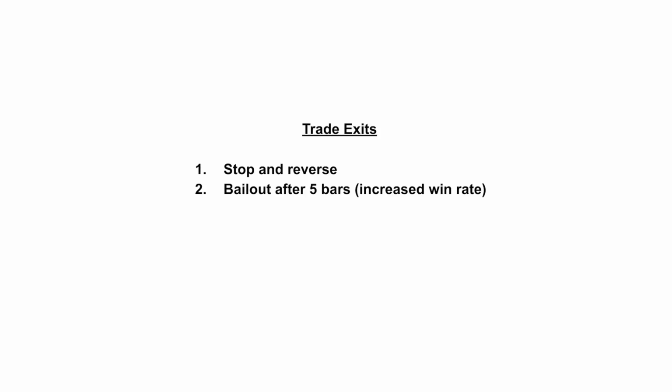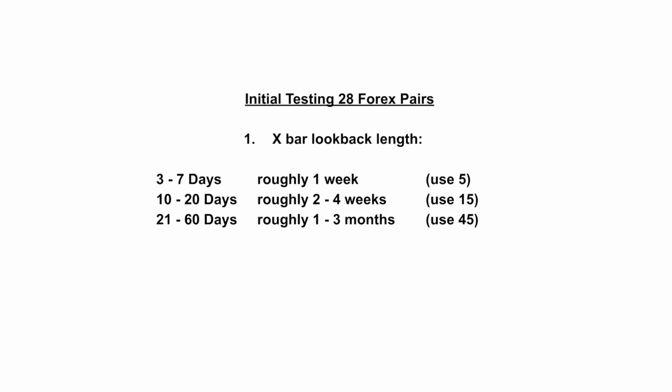But in testing, whether we use 2 bars, 5 bars, 7 bars, it's not going to make too much difference, so don't worry too much about that. And that bailout exit increases the win rate typically. So the initial testing on the 28 Forex pairs, we're going to be looking at that X bar look back length, so the close over X amount of bars.